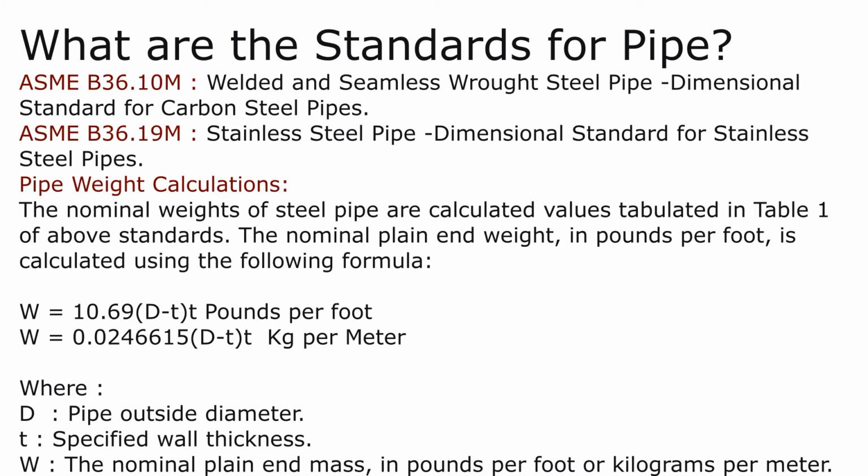The second standard is B36.19, and it is particularly for stainless steel pipes. All the dimensions related to stainless steel pipes are available there, and the size range in this standard is from 1/8 inch to 30 inch.